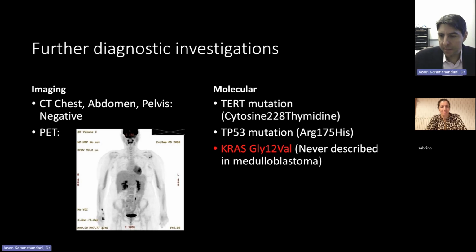So if we had to stop there, you may say, well, I've never seen this alteration in medulloblastoma. Maybe it is a neuroendocrine carcinoma, even though the chest, abdomen, pelvis is negative, even though the PET is negative, because we've never seen this particular mutation in this setting.